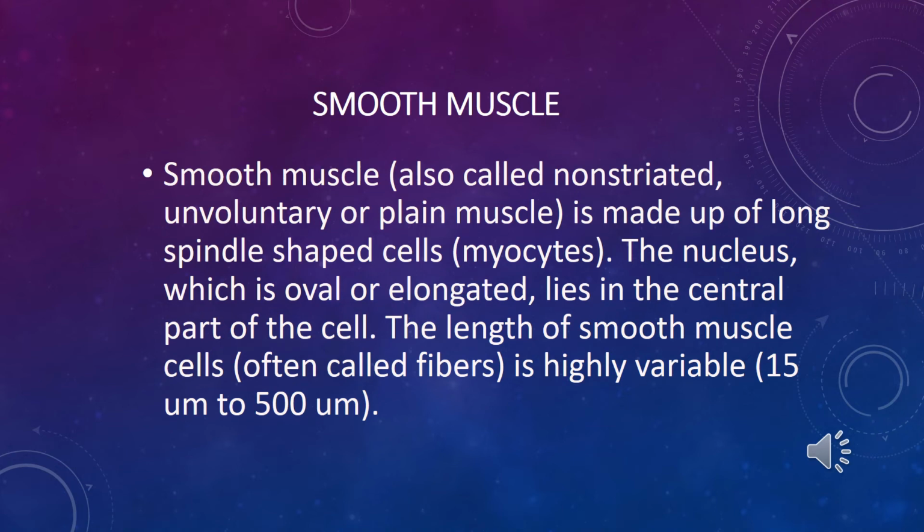Skeletal muscle is regulated by motor nerve endings, which are regulated by the brain, and it is voluntary. Smooth muscle is involuntary and is regulated more by the vegetative nervous system, sympathetic and parasympathetic.